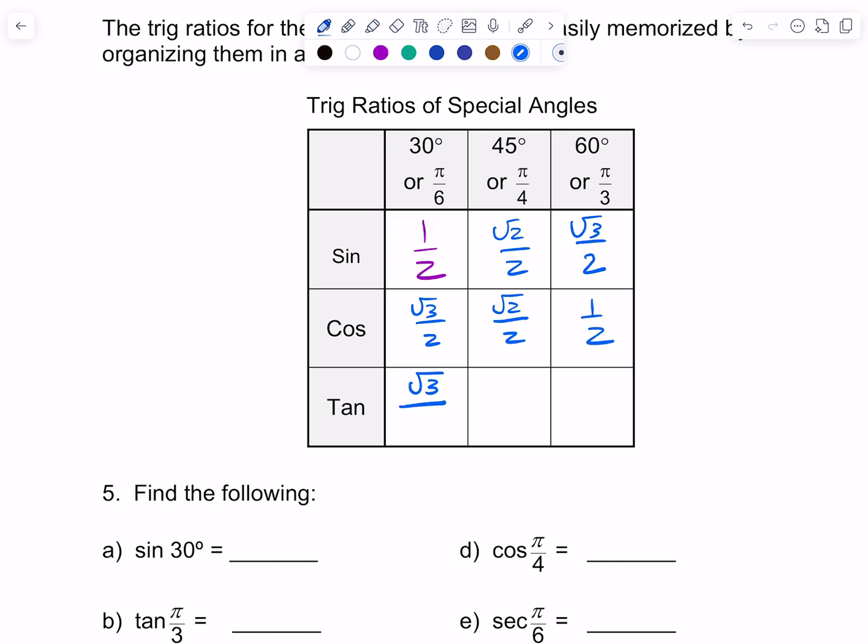Then this would be radical 3 over 3, 1, radical 3. For regulars, they get to use this sometimes. For y'all, you're going to have to memorize it. It's not that bad. It's not that bad. It's not that bad. Okay, look.